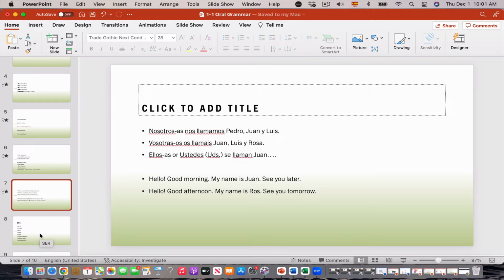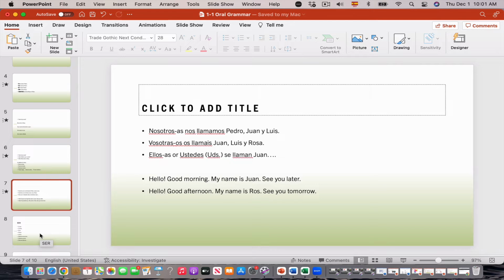Okay. Now vosotros or vosotras is only used in Spain, and basically it's used when you are talking to your brother or to your sister, when it's more than one person. So when I'm talking to my brother and my sister, instead of using ustedes, in this case I use vosotros and vosotras. Okay. In this case, vosotras os llamáis, your names are Juan, Luisa, whatever.